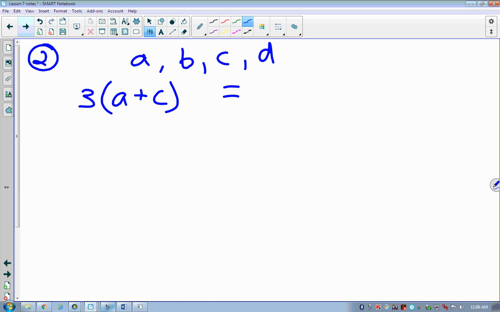Are you sure? Read it again. It says, find 4 consecutive even integers such that the sum of the first and the third is multiplied by 3, the result of this is 14 more than. So which side is heavy? The left-hand side. So what can I do to the left-hand side to lighten it? Subtract 14.